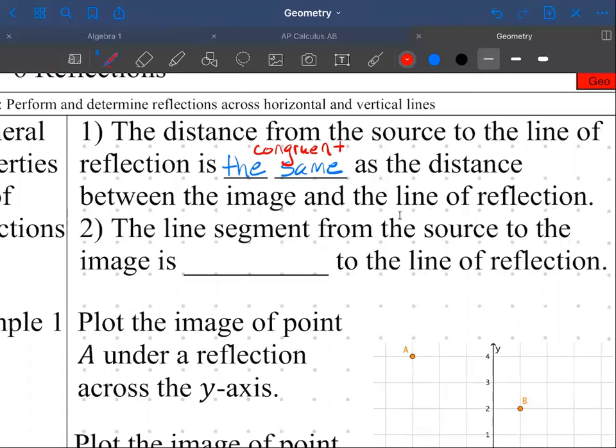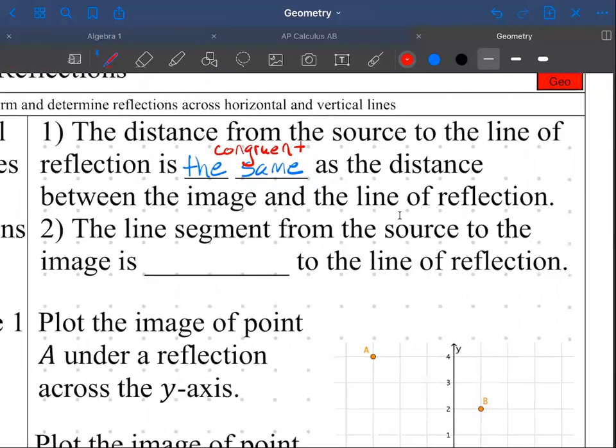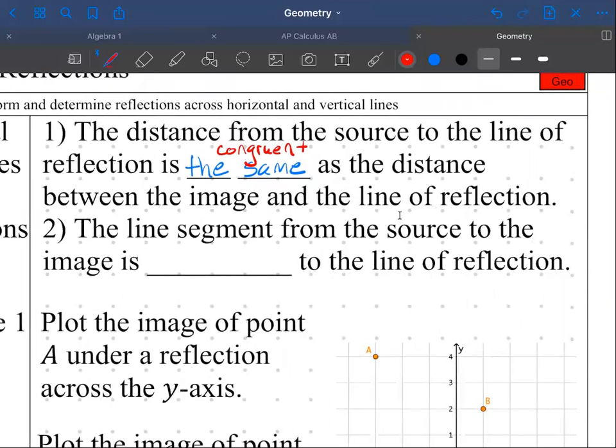All right, 2, the line segment from the source to the image is, and you want to be thinking about this. If I have some sort of line of reflection and I'm going from the source, this point, this way towards the image, which is reflected over here, this angle right here that I'm asking for is what? 90 degrees, yep.